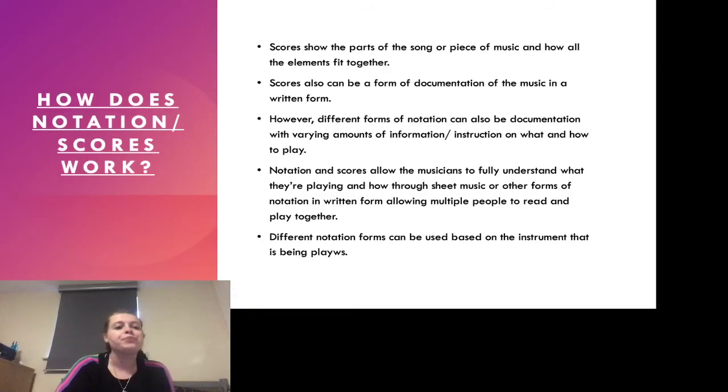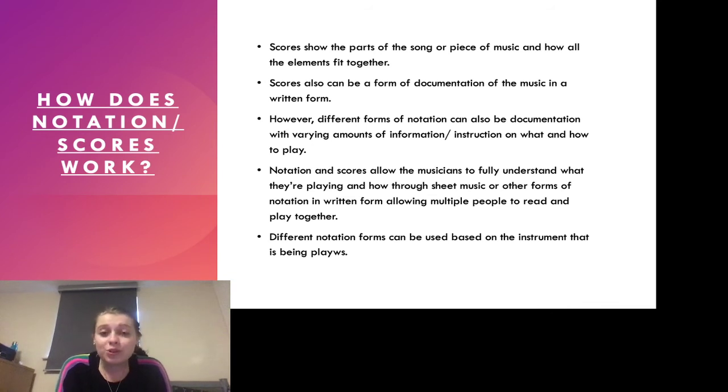After that, we had a lesson in part 2 where we looked at how notations and scores work, which is just a basic overview of what notations and scoring give you. The information given as part of notation is really, really helpful for musicians to help them play. Orchestral pieces are a great way of showing how sheet music is given to all of them and they're able to play together. There are different forms of notation, but they will have varying amounts of information on them.